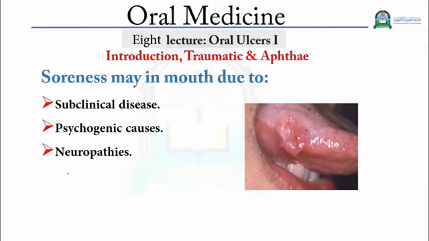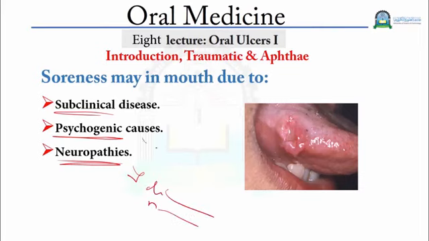Soreness may be in the mouth also due to subclinical diseases, psychogenic causes, or neuropathies. Neuropathies are diseases related to the nervous system. Psychogenic causes include stress and so on, as well as subclinical diseases and any other systemic condition.